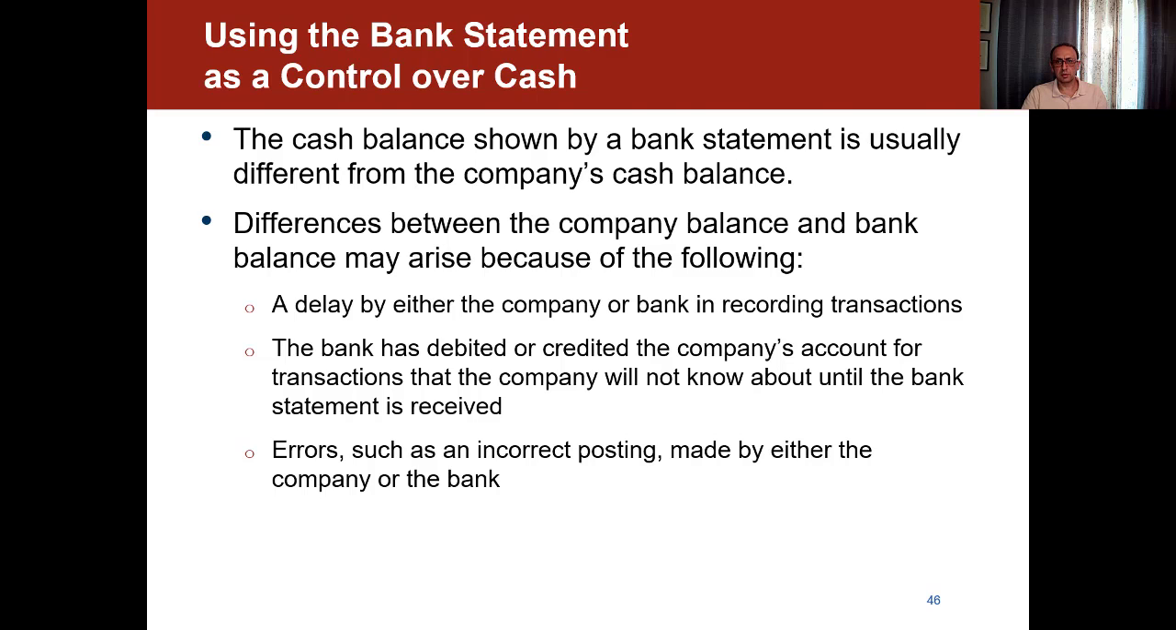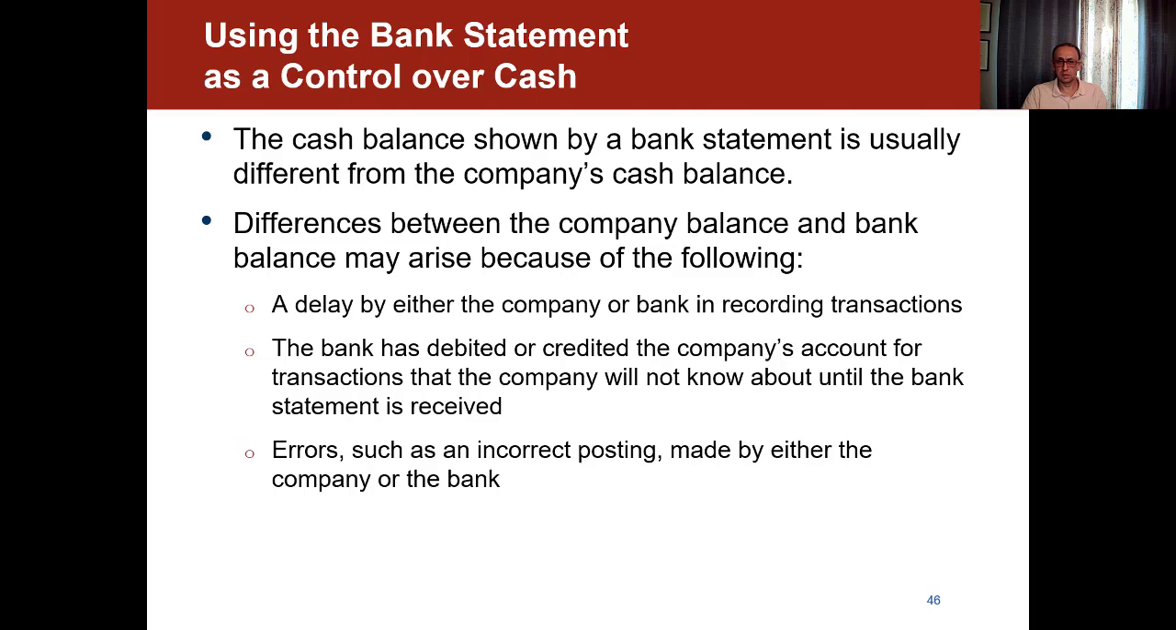Now let's talk about using the bank statement as a control over cash. Here the cash balance shown by a bank statement is usually different from the company's cash balance. Differences between the company balance and the bank balance may arise because of a few reasons. One of those reasons is a delay by either the company or the bank in recording a transaction. It could also be that the bank has debited or credited the company's account for transactions that the company would not know about until the bank statement is received.